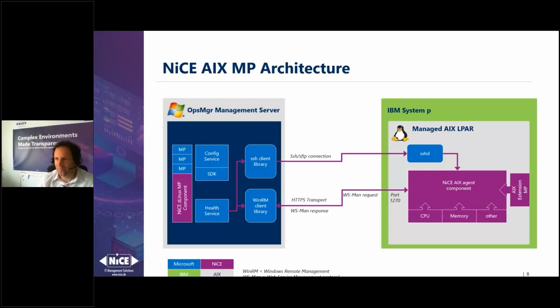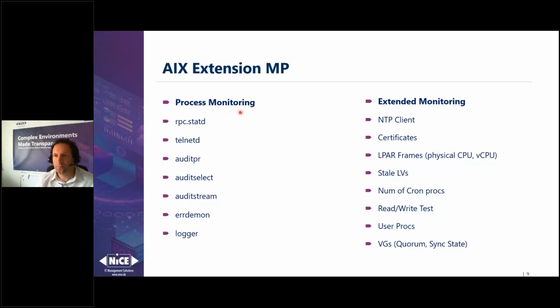So what is it actually that we've added? We've added some more process monitoring, which we think is standard process monitoring. Not all of them are enabled by default, but some of them are. We have a reference guide document which lists all of them. Also, this AIX extension management pack is a separate management pack. So if you just want the base as you have it now from Microsoft, you can just take the NiCE AIX management pack, and then if you want to use the additional functionality, import also the AIX extension management pack. There are sometimes additional sudo requirements in there, but those are documented well.